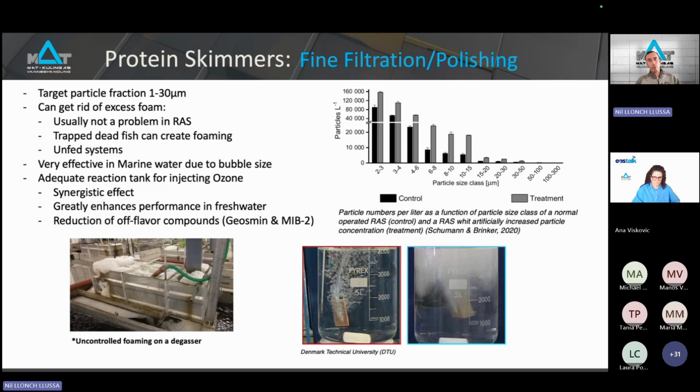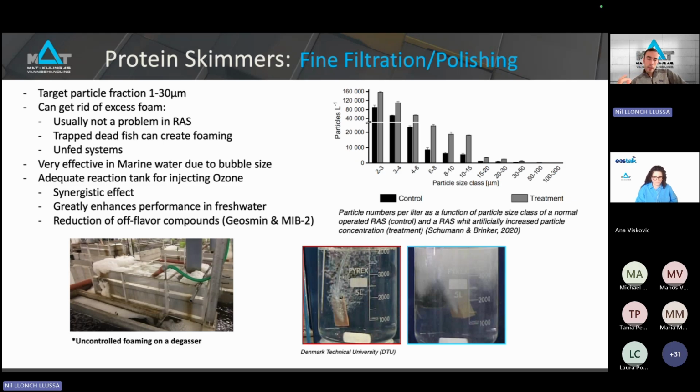Also, I want to mention that skimmers are an adequate reaction tank for ozone. They have a kind of synergistic effect, since ozone helps. There are two methods of action of ozone that can enhance protein skimming performance. One, it makes the dissolved particles not soluble anymore. They leave certain parts that are not soluble in water anymore, and therefore these particles are trapped in the bubbles and collected upwards.